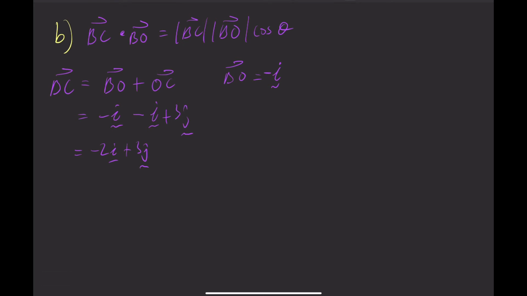Now we need our magnitudes. I like to get everything found first. Let's make that more obvious. That's a B, sorry, B, that's better. So I like to get my magnitudes down first. The magnitude of BC vector is equal to the square root of negative 2 squared plus 3 squared, which is the square root of 4 plus 9, which is the square root of 13. The magnitude of BO is just 1. We don't need to do anything fancy there.